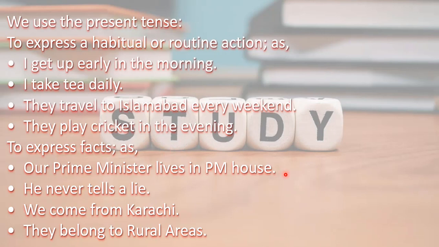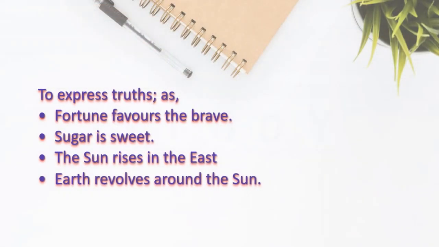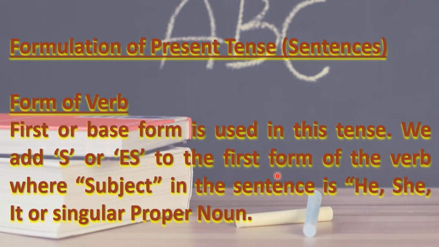We use this tense to express facts, as: our Prime Minister lives in PM House. He never tells a lie. We come from Karachi. They belong to rural areas. We use this tense to express truths, as: fortune favors the brave, sugar is sweet, the sun rises in the east, earth revolves around the sun.